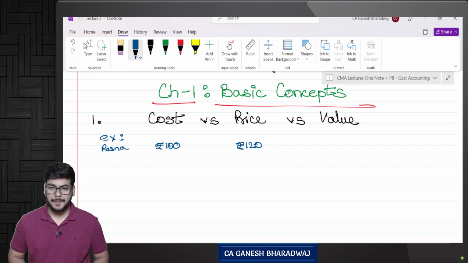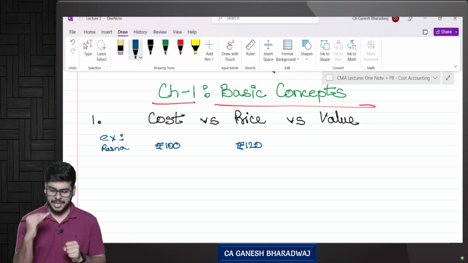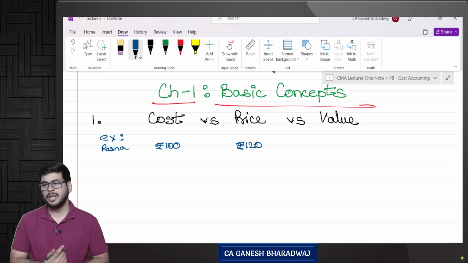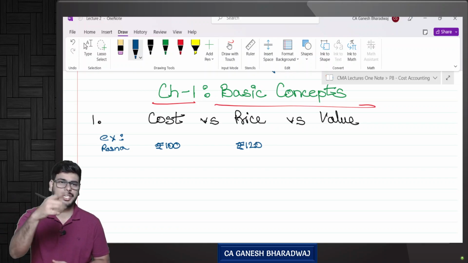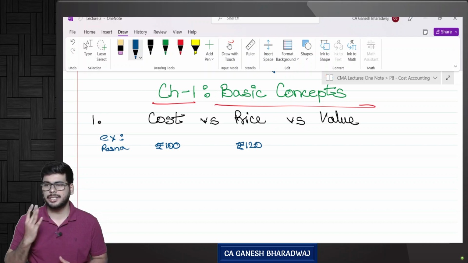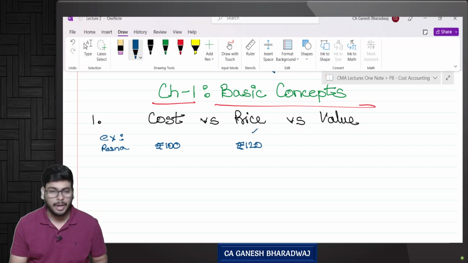So basically what he does is, he incurs a cost of 100, and then he fixes a selling price of 120 and sells it to you. Clear? Now, let's say during your childhood, you tell your mother that you want a pack of Rasna. So she goes to a nearby shop and she purchases this pack of Rasna. But when she purchases, what should she pay? She should pay 120 rupees. Yes, correct or not? Yes.